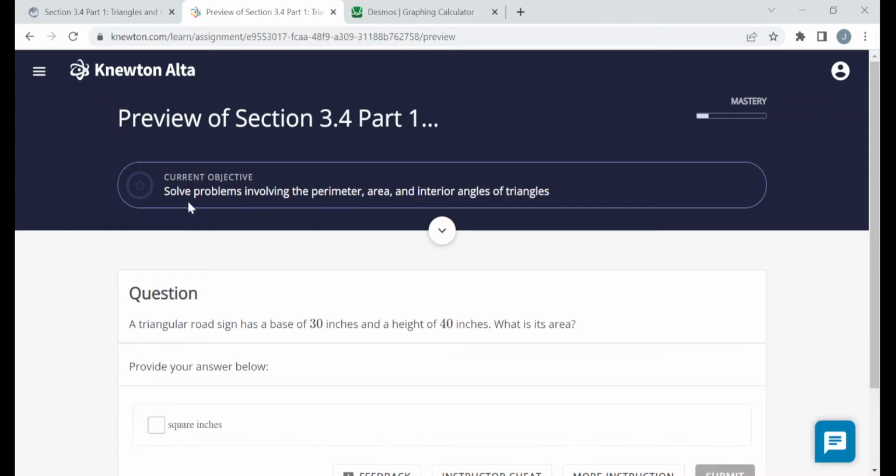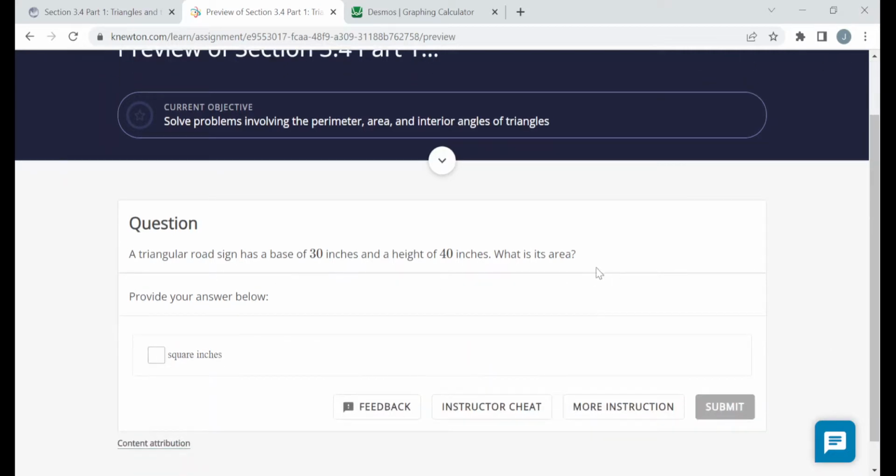All right, so this one, and the other objective we haven't seen, solve problems involving the perimeter, area, and interior angles of triangles. All right. So this one's about the area. So we'll talk about the formula for the area of a triangle.